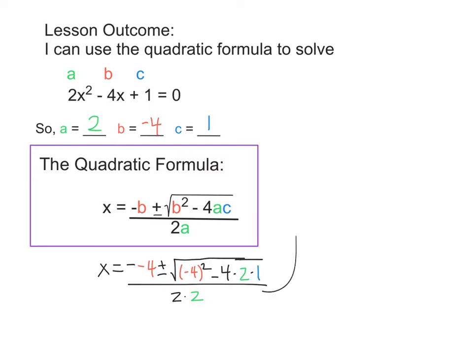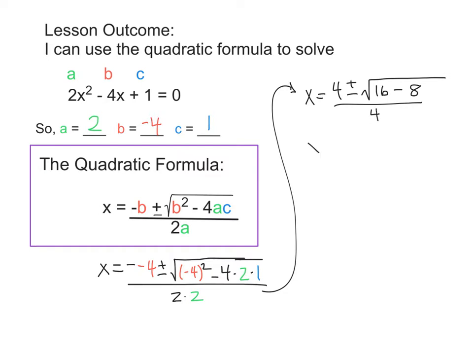All right, now for the simplifying, where some of the mistakes happen, so we have to be really careful. First of all, x equals, and it says negative negative 4. Negative negative 4 is positive 4, plus or minus the square root. Negative 4 squared is negative 4 times negative 4, which is 16, minus 4 times 2 times 1. Well, 4 times 2 is 8, times 1 is 8. So this is going to be 16 minus 8, all divided by 2 times 2, which is 4. So x equals 4 plus or minus the square root of 16 minus 8, which is 8, divided by 4.